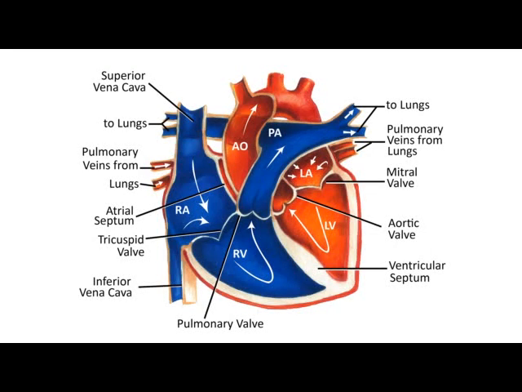All of you know that unoxygenated blood returns from the body in systemic veins in the right atrium, right ventricle, goes out through the pulmonary artery to the lungs to be oxygenated. Oxygenated blood then comes back through pulmonary veins in the left atrium, goes to the left ventricle and out through the aorta and other systemic arteries to oxygenate blood in the body.